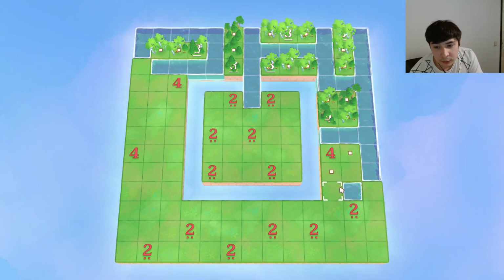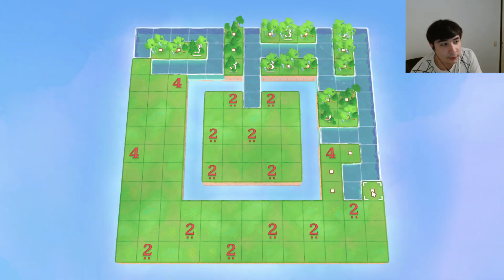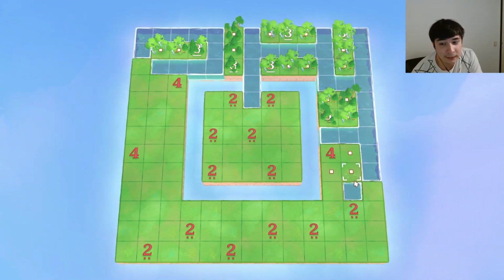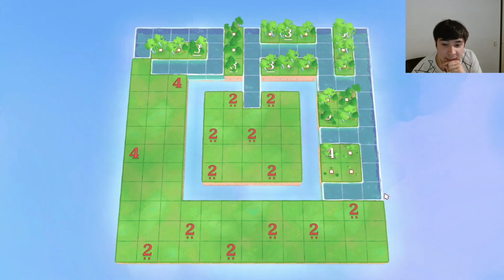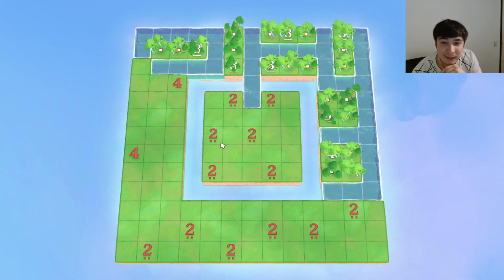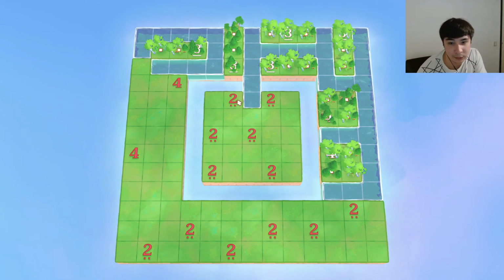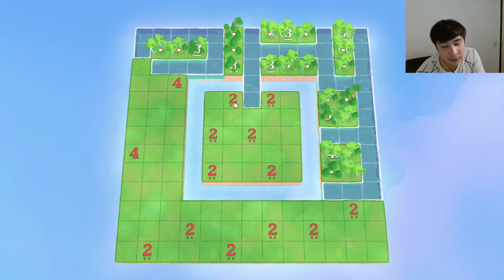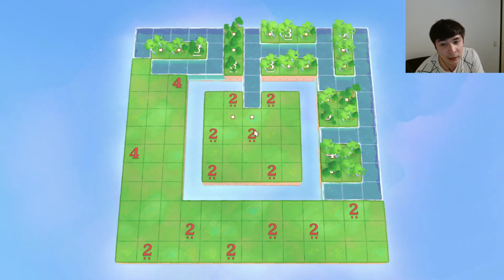Oh, but if the 4 goes like this, then this pocket has to be filled in. That's bad. So we have this pattern for the 4. Now the water goes down here to connect to the rest. Let's see if we can do something with the 2s first. I think there's only one partner for this 2, and that's this 2 over here. If we try to connect to any other 2, this is the only option.